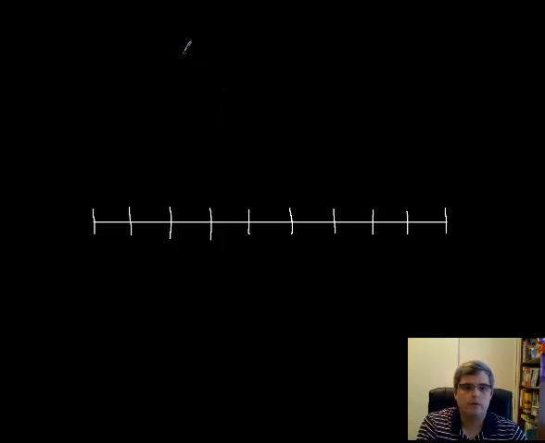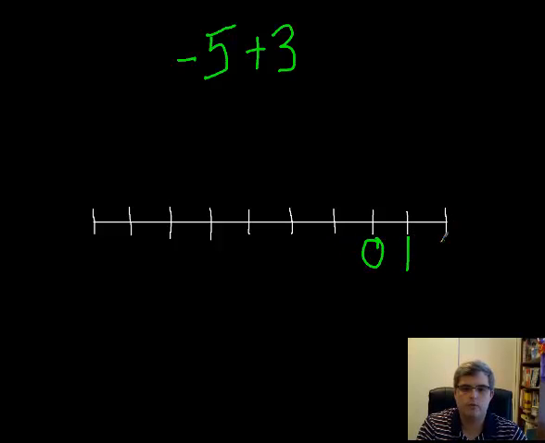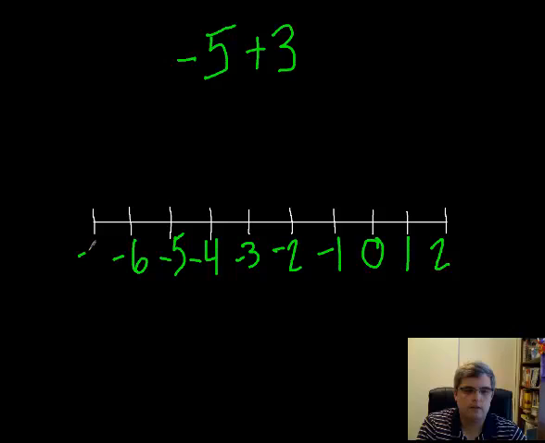Let's try another one. This time we're going to do negative 5 plus 3. So again, let's label our 0. I'll put 0 here this time. So moving right, of course, you have 1 and 2. Then going to the left of 0, count backwards. Negative 1, negative 2, negative 3, negative 4, negative 5, negative 6, negative 7, and so on if there was more out here. But we're going to do negative 5 plus 3.